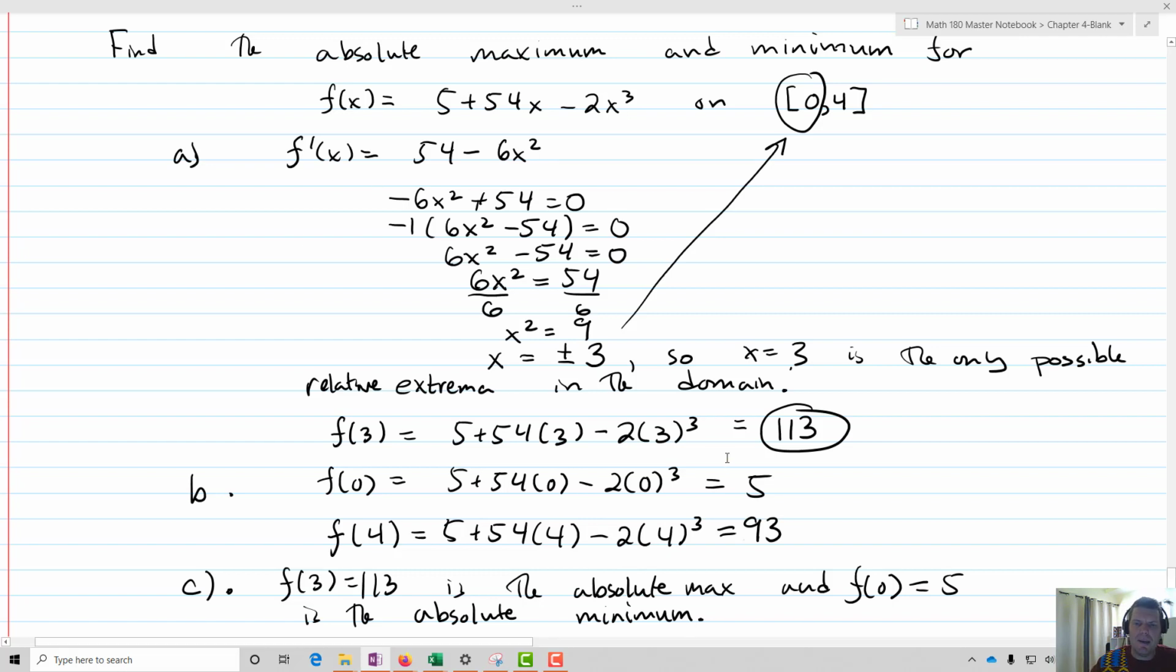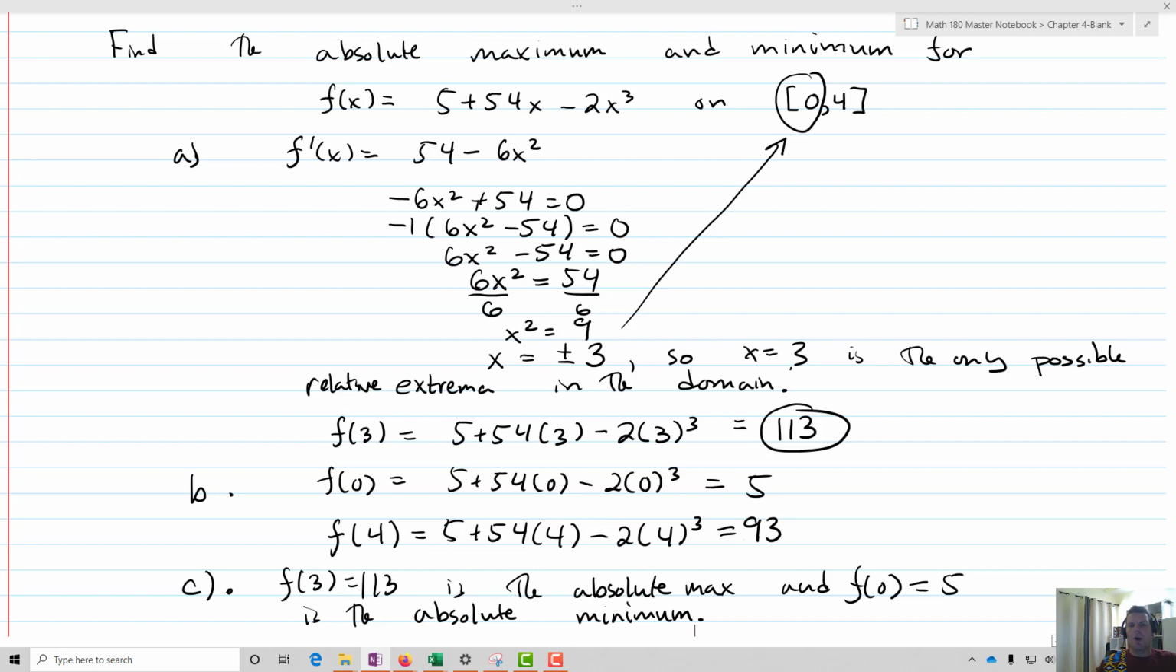The second piece here is to find the endpoints, so f of 0 and f of 4 in this case, right? And then we'll compare the three of them. You can see the biggest one, that's our absolute max. The smallest one is going to be our absolute minimum. And that's the closed interval method.